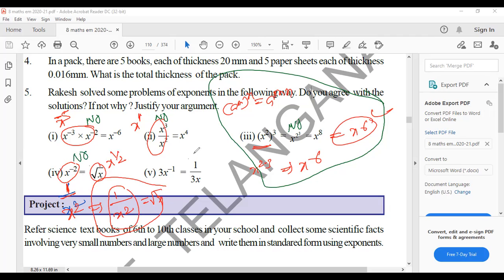So the answer is no. Next, this is a case, and it's very simple. How should we look at it? 1 by 3 into x inverse means 1 by 3 by x, you write down. This is equal to 1 by 3x. The inverse is only for x, not for 3. X should come down, not 3x. 3 should be on top only. X inverse means only x will come down. So 1 by x. The left is 3 by x, the right is 1 by 3 by x. So both are not correct.